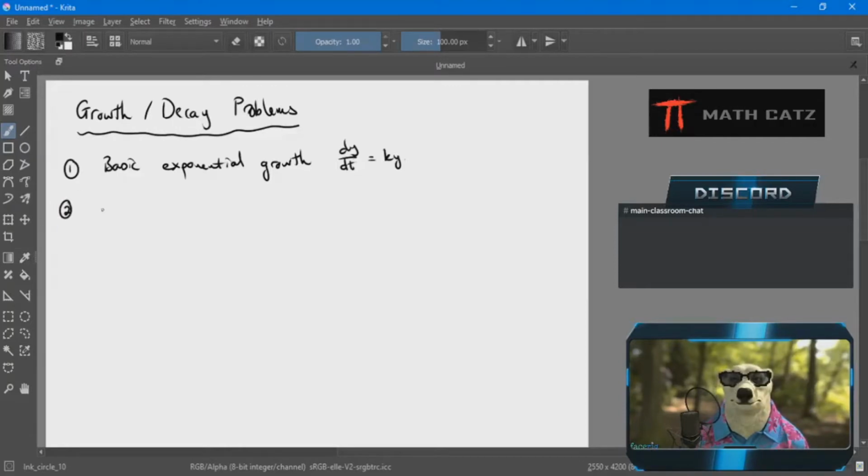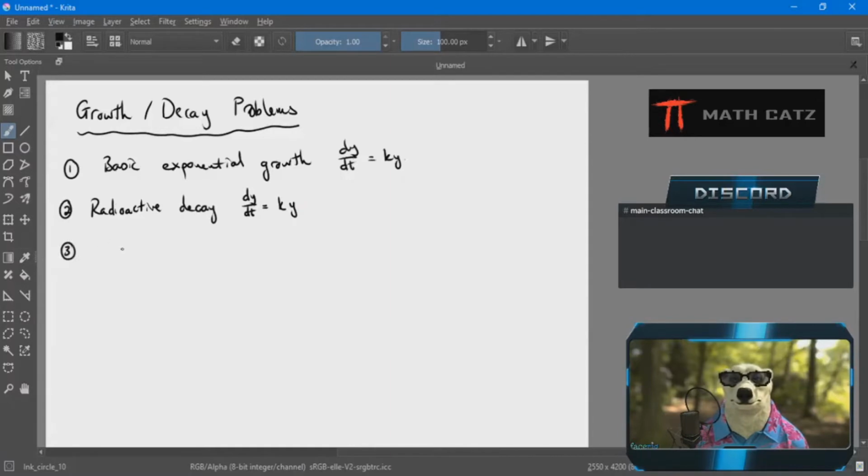Secondly, we flip that around to radioactive decay that had the same differential equation, but we now had a decay constant being negative, but the decay rate, the rate of change, is still proportional to how much of the substance, of the material, is left.